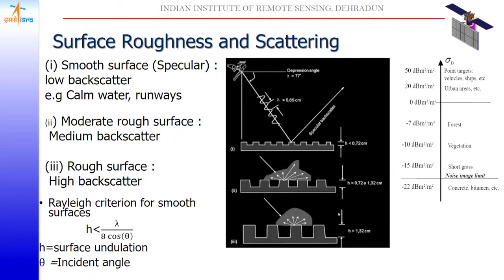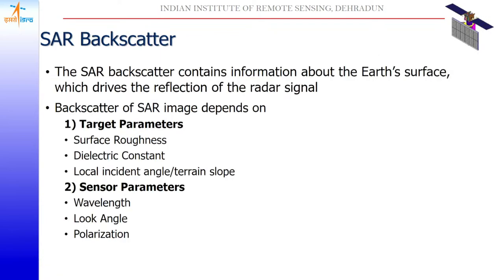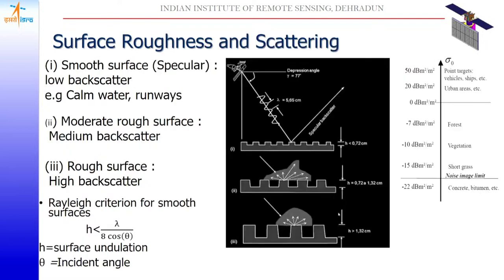First we will learn about the target parameters. First is the surface roughness. For the surface roughness we follow the Rayleigh criterion in the case of SAR. So what is the Rayleigh criterion? For a smooth surface, if we have any surface with undulations, these undulations in the surface are called the height or surface undulations h. If this h is less than lambda by 8 cos theta.